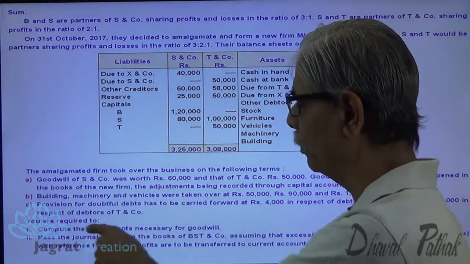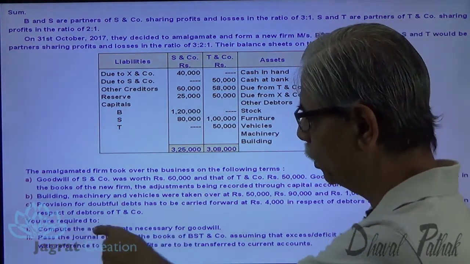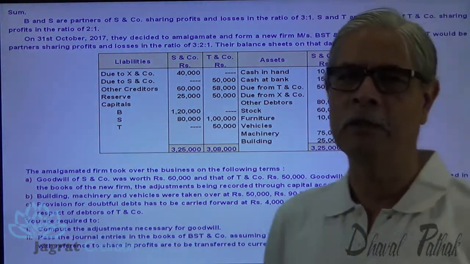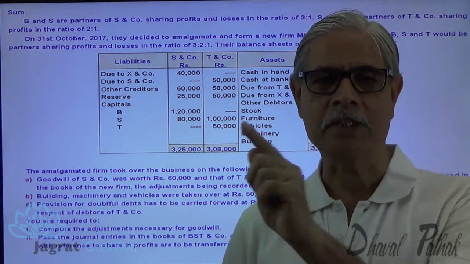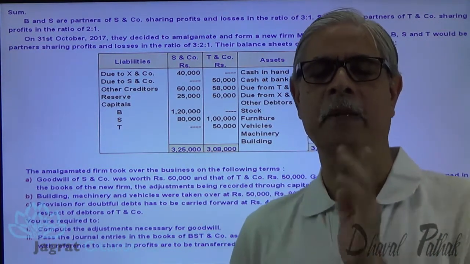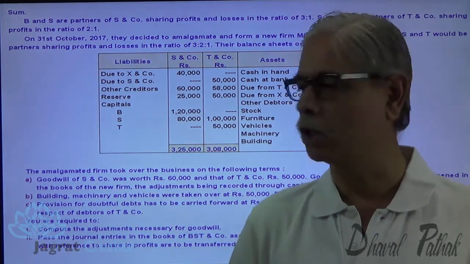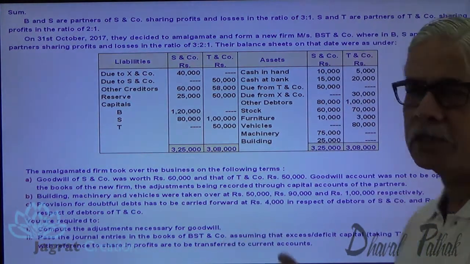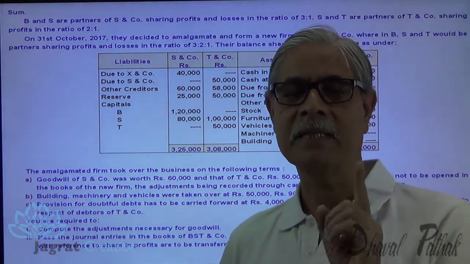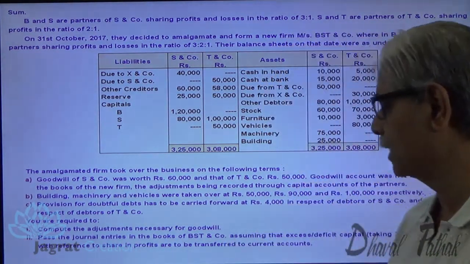You are required to compute the adjustments necessary for goodwill. So I am required to explain to you the goodwill adjusted to capital account. For that, the adjustment entry is required to be explained to you first of all. That is being questioned: pass journal entries in the books of BST company. BST company is the purchaser company. Pass necessary journal entries in the books of the purchaser.